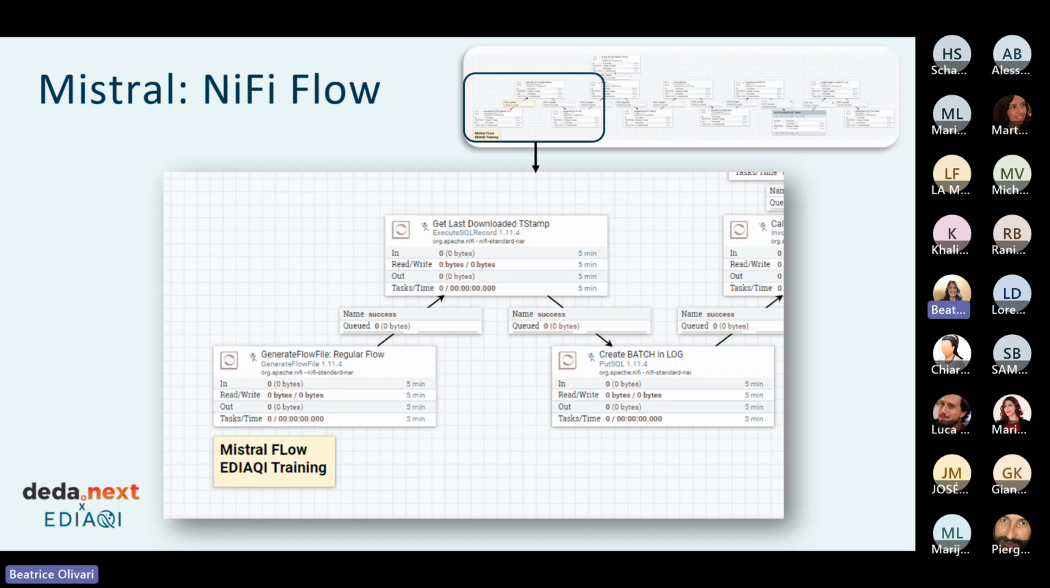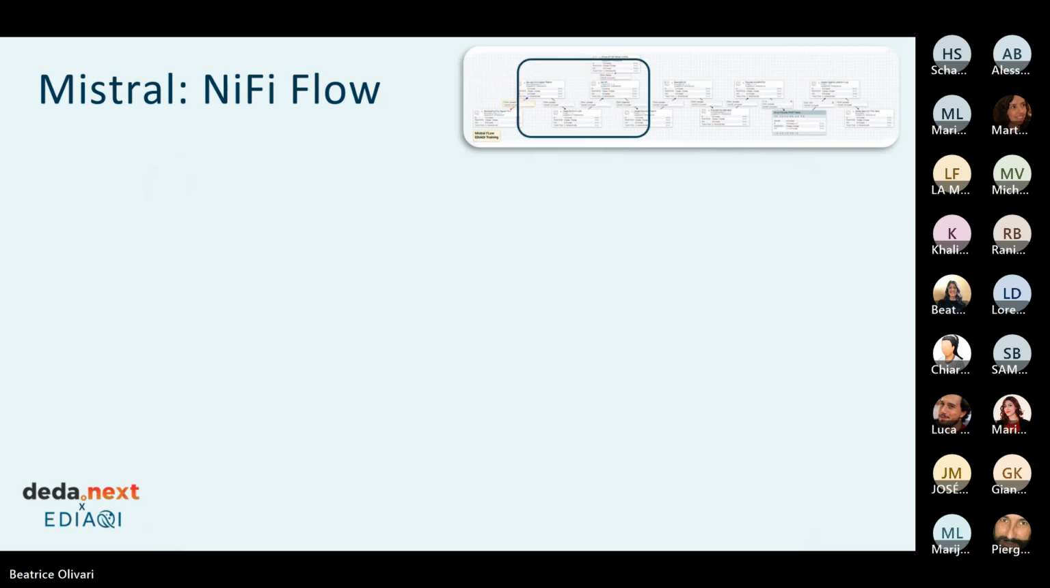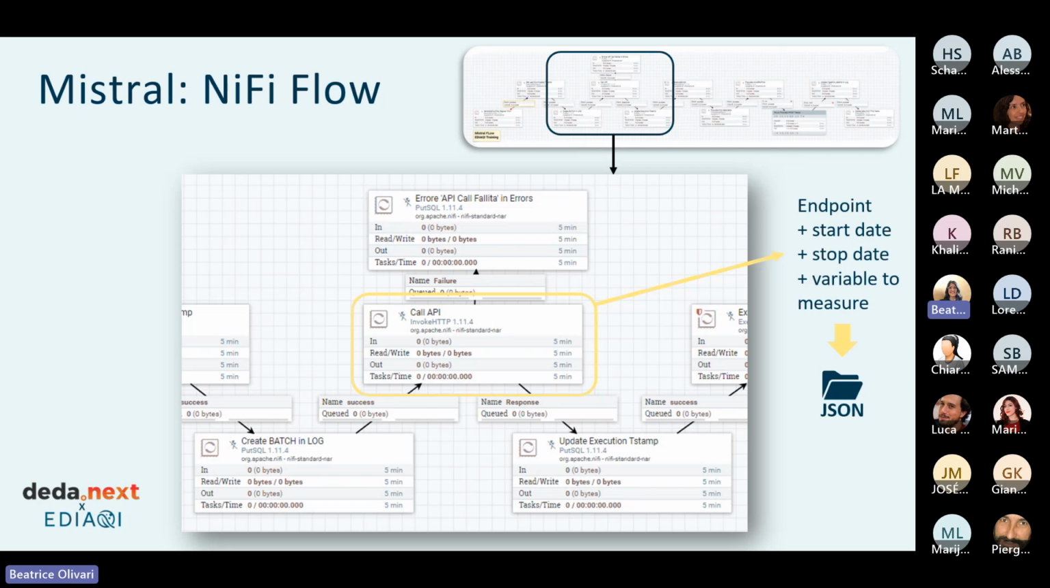Okay, so this is the first part. This is how we deal with keeping track of data. Let's see now, this is where the real things happen. The API call. So now that we have all the information we need about the data to download, we can actually download the data. We do it through the API with this processor.